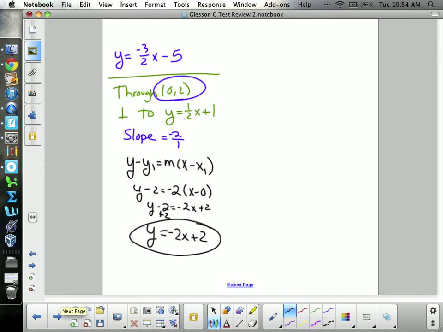18, the equation of the line that passes through negative 1, 1, and 1, 3.